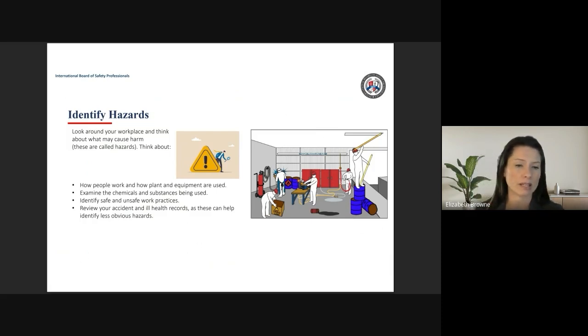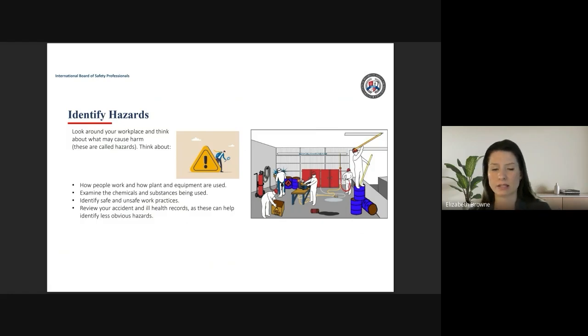So again, look at how people work and how the plant and equipment is used for processes, examine the chemicals and substances, read the safety data sheets, and make sure that all of our containers are labeled and that employees understand what the hazards and the risks are for using the chemical. Make sure they're using the correct hazard controls and the correct PPE if required. Continuously be aware of and identify safe and unsafe work practices.